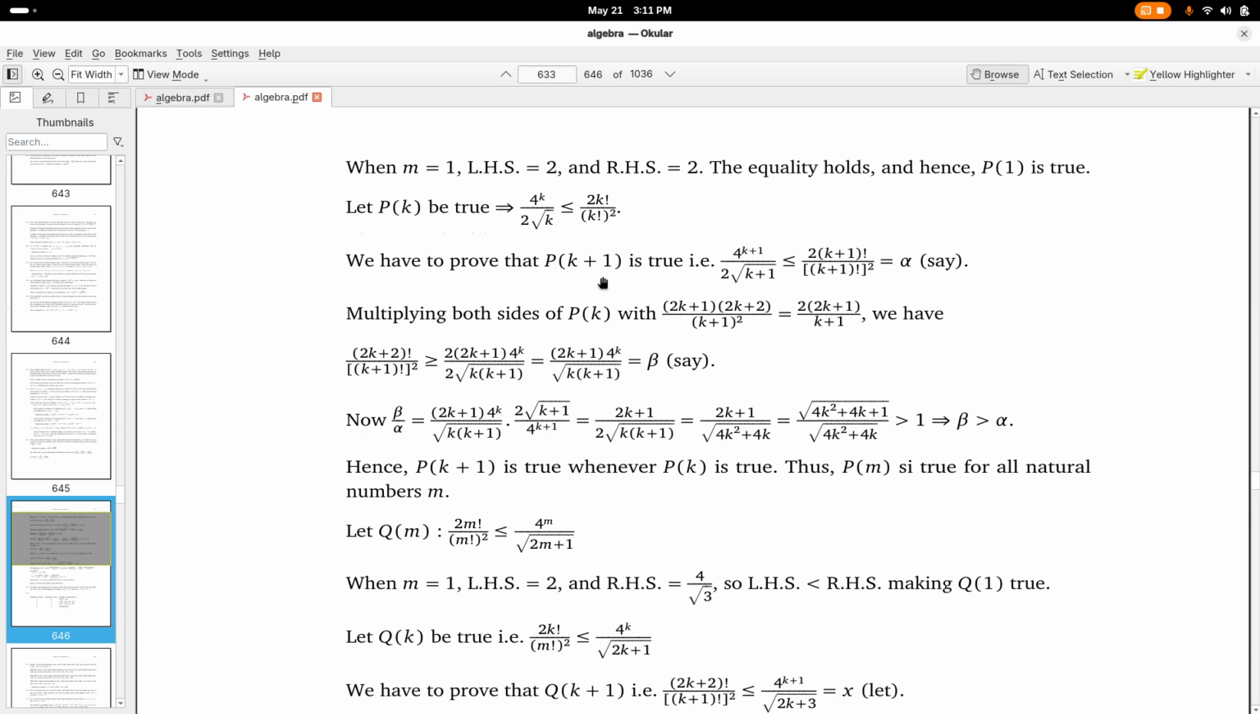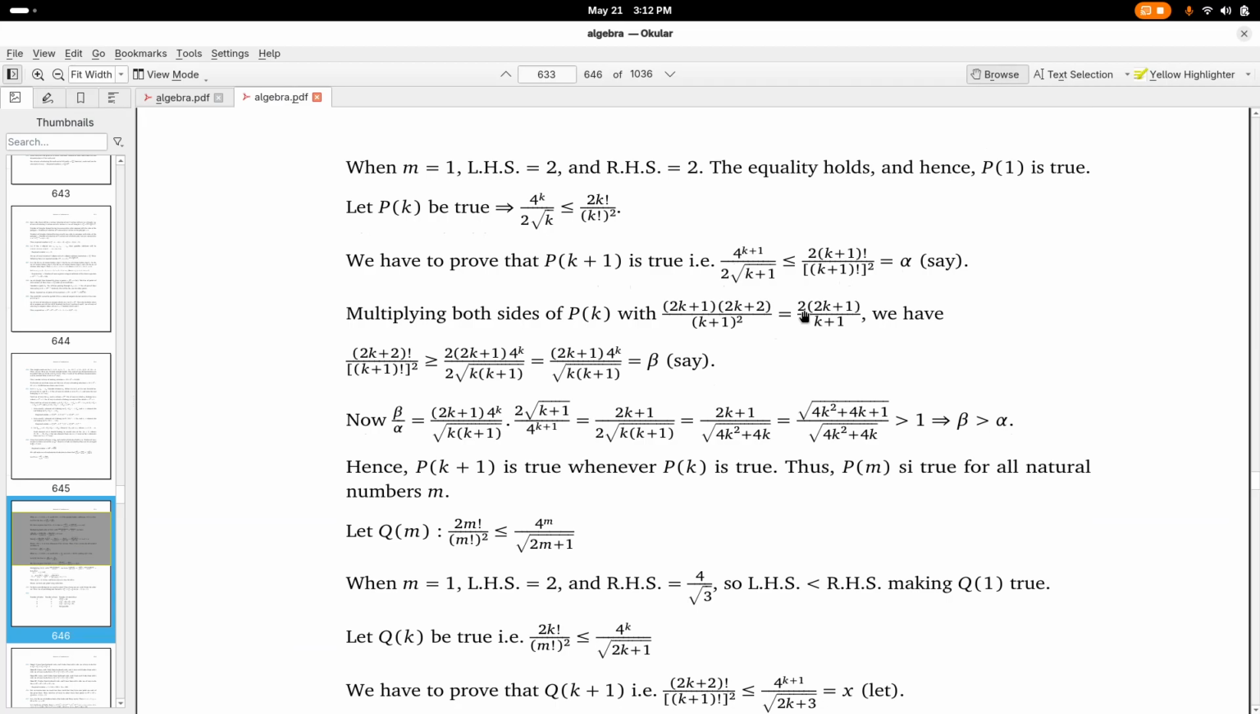Now we have to prove that Pk plus 1 is true. That is 4 to the power k plus 1 divided by 2 square root of k plus 1 is less than or equal to 2 multiplied by k plus 1 factorial divided by k plus 1 factorial whole square, which we call alpha. Now we take the Pk and multiply both sides by 2k plus 1 into 2k plus 2 divided by k plus 1 whole square.